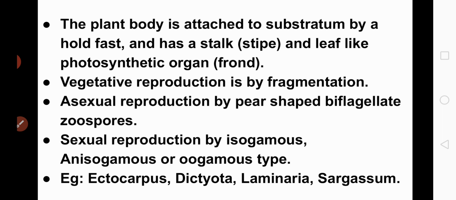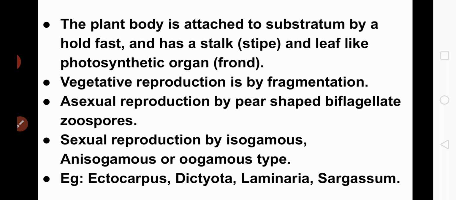And about the reproduction, here also vegetative reproduction takes place by fragmentation, and asexual reproduction takes place by the formation of zoospores, and here also the zoospores are motile. And sexual reproduction is by the fusion of male and female gametes, and the type of sexual reproduction may be isogamous, anisogamous or oogamous. Understood? So these are the characters of class Phaeophyceae or brown algae.